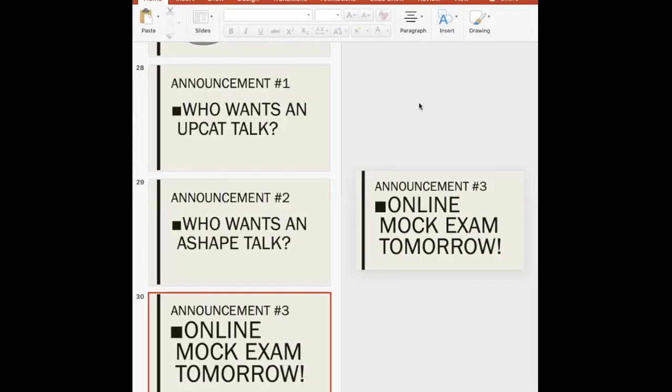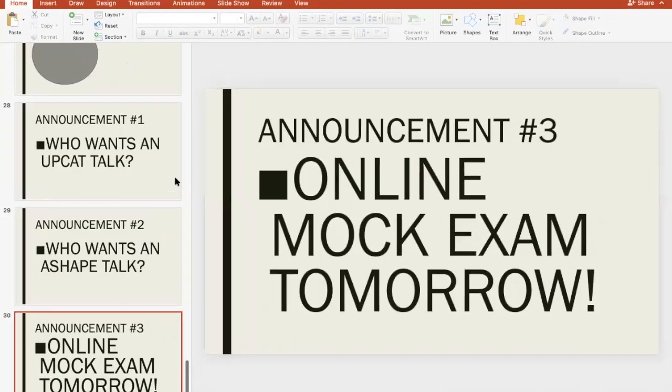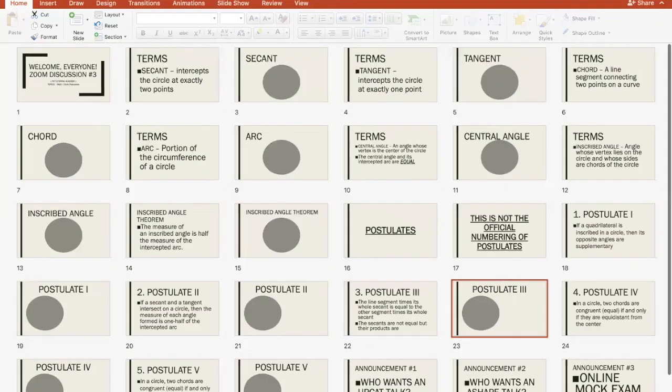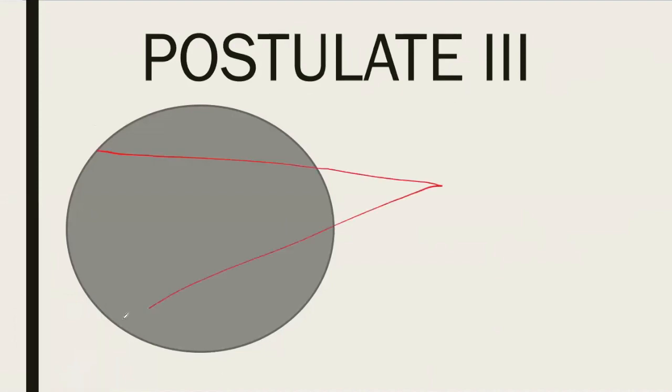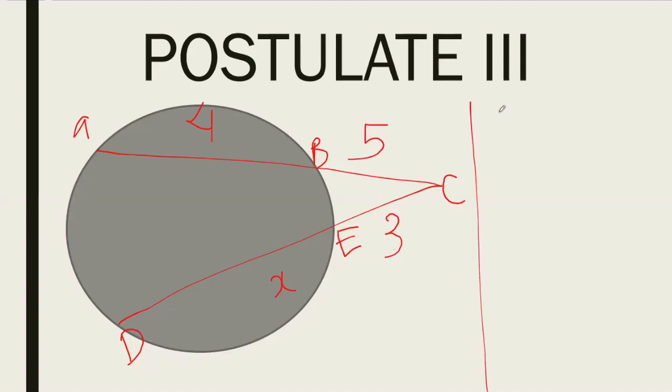Click tayo. Ang tawag dito, discussion. Okay, wait. Teka lang. Nalilito computer. Okay, so let's go back to postulate 3. Wait, kailangan ko pa i-admit. Okay. Pen. So, again, second, we have point A, point B, point C, point D, and point E. So, 4, 5, ito X, ito 3. Galing sa notebook ko to. Okay. So, working na to.